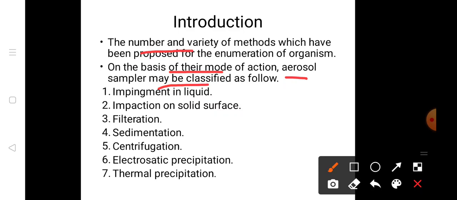So there are various methods for the enumeration of microorganisms which are present in the air. The methods are as follows: impingement in the liquid, impaction on solid surface, filtration, sedimentation, centrifugation, electrostatic precipitation, and the last, thermal precipitation. We will study all these methods in detail one by one.